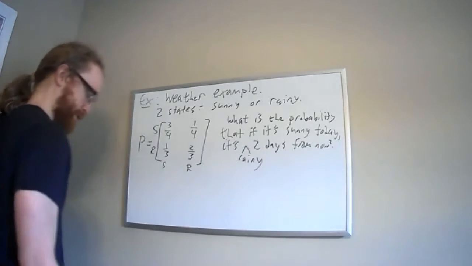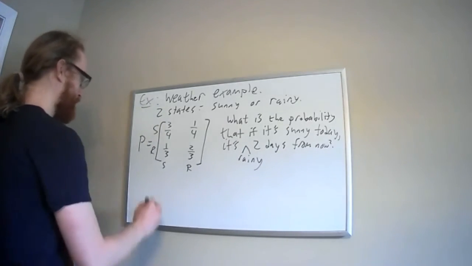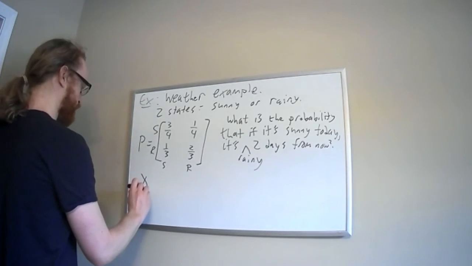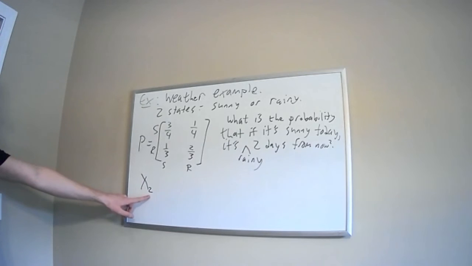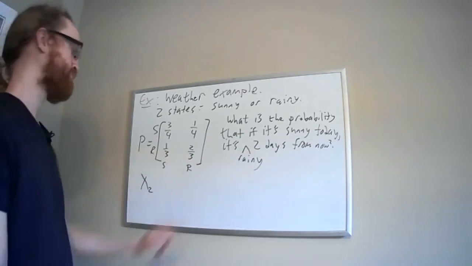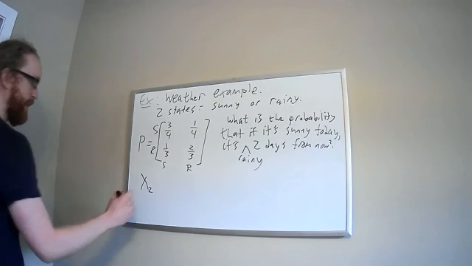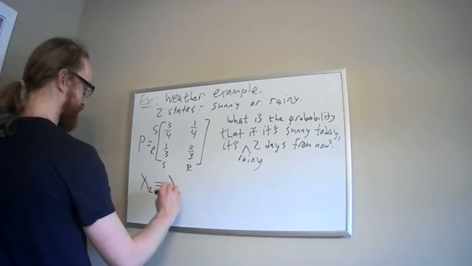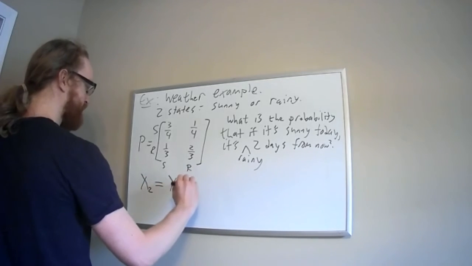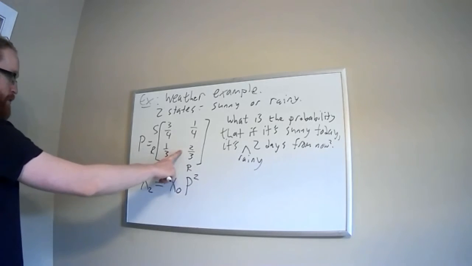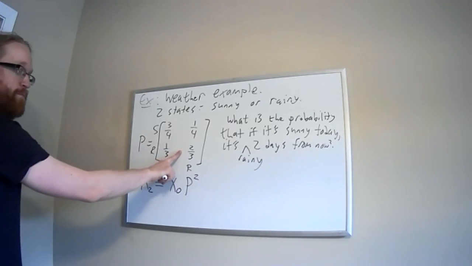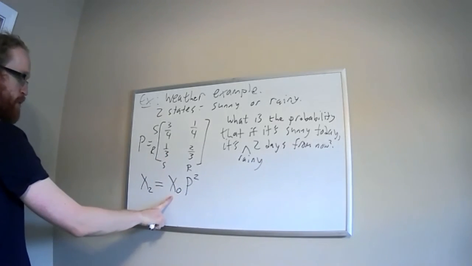So what's the idea? I am basically looking for x2 in the language of that theorem. I'm looking for the state vector after 2 steps because I'm asking for 2 days from now. So I'm really looking for x2. And according to that theorem, I need to take x0 and multiply it by P squared. Okay. So I can find P squared because I can just take the square of this matrix. That's no big deal. What's x0 though?